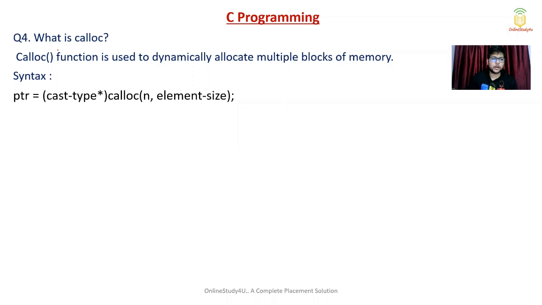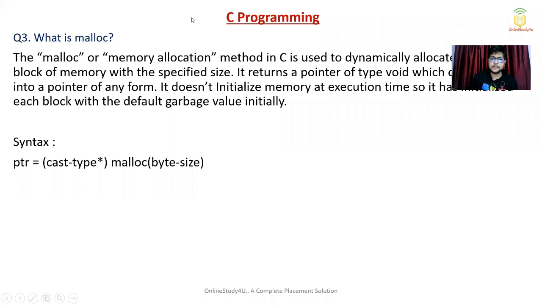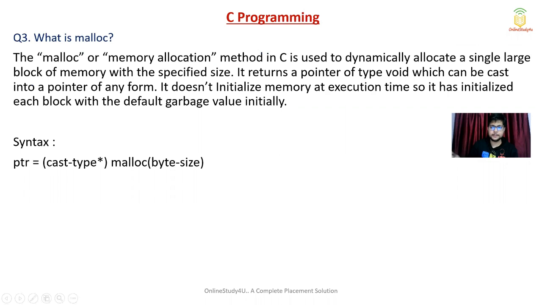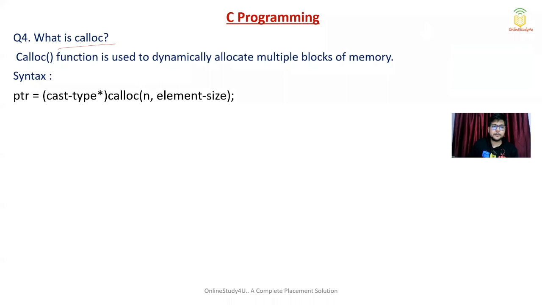So now let's look at the Calloc. So what is Calloc? Calloc is very similar to Malloc with very few differences, and those differences are readily asked in your interviews. So basically, Calloc is used to dynamically allocate multiple blocks of memory. In Malloc, what did we see? It is used to allocate dynamic memory, but it is a single block of memory, right? It is different from Calloc. Calloc is also used to do the same, but it can allocate multiple blocks of memory.